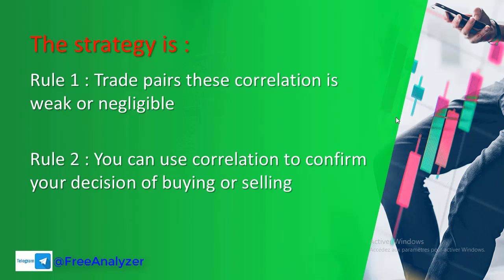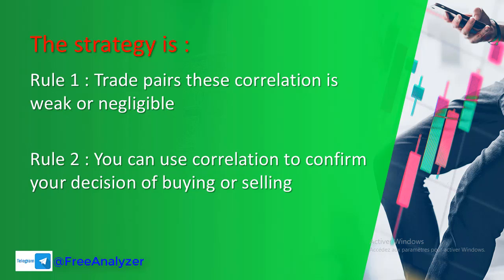So we know what correlation is, the types of correlation, and also the correlation between pairs and commodities. So what is the strategy to apply in the market? Rule number one is that we should trade pairs whose correlation is weak or negligible, for example a correlation between 1 and 30%. And rule number two is that we can use correlation to confirm our decision of buying or selling.